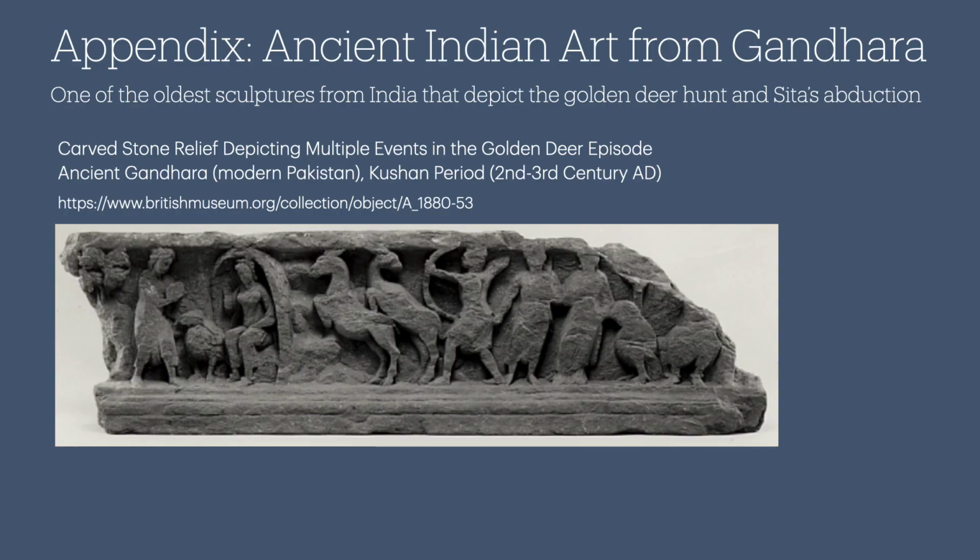What is important to note about this particular work of art is that it is one of the oldest sculptures from India that depicts the golden deer hunt as well as the moments before Sita's abduction, where Ravana approaches her. So this work of art is found at the British Museum, and you can see that in the link that I provided here.